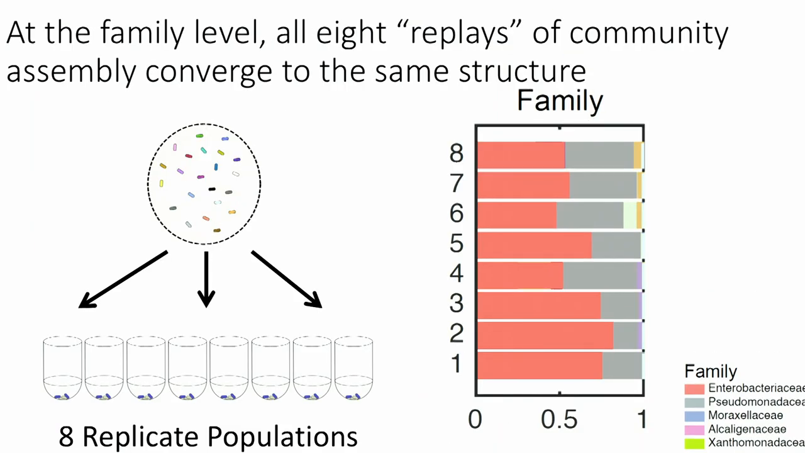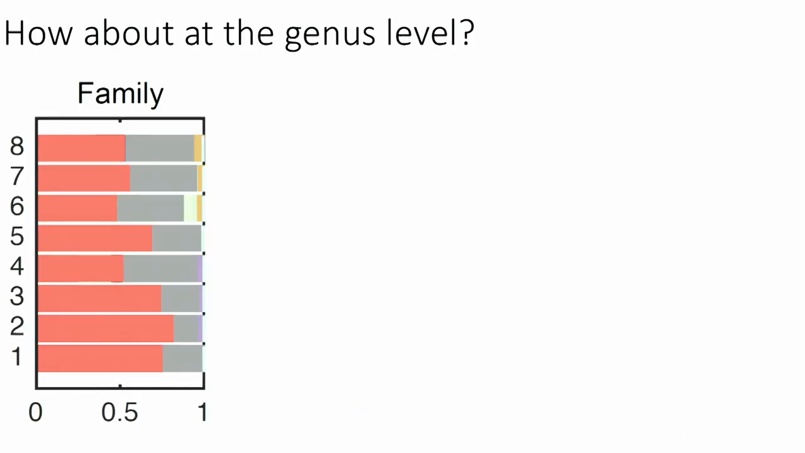And the first thing we looked at is family level distribution. Again, no surprise, we get the same thing we've seen before. 70% Pseudomonas, more or less. Enterobacteriaceae and Pseudomonadaceae is the rest, right? No surprises here. So now let's start zooming in, and now let's look at the genus level.